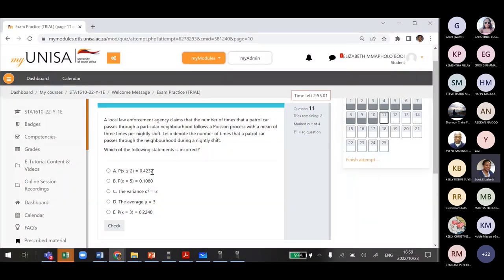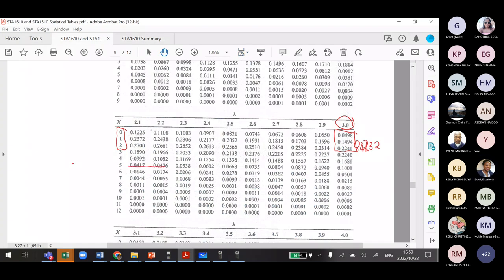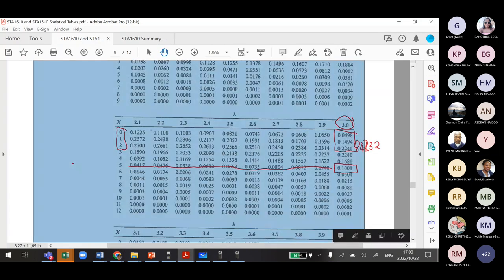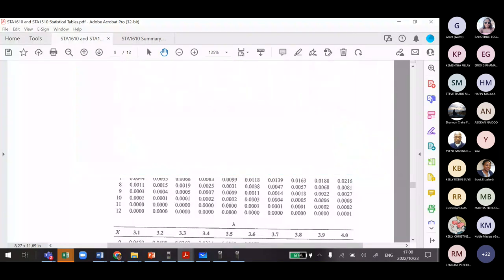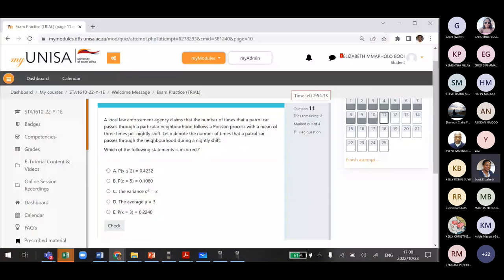Now let's go to x equals 5. It's 0.1008, which is correct. Let's go to E. X equals 3. It's 0.2240. So A, B, and E are correct.